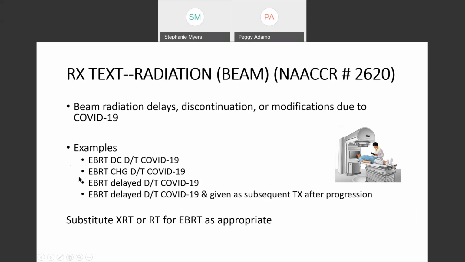When medical documentation is available to indicate that the initiation of beam radiation planning or administration was delayed due to the pandemic, record EBRT delayed due to COVID-19. When beam radiation was recommended before but administered after the disease progression, record EBRT delayed due to COVID-19 and given as subsequent treatment after progression. And the example up here that I didn't cover is when it's changed, EBRT changed due to COVID-19.